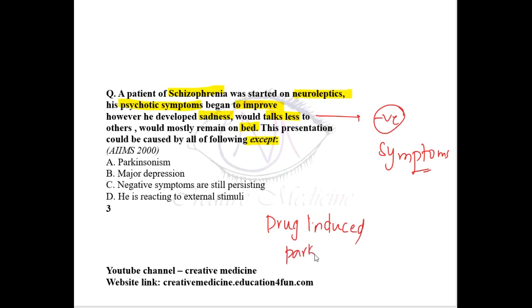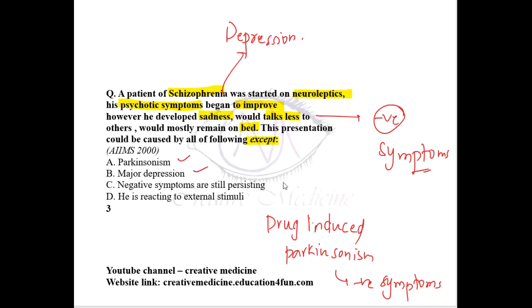If the patient develops drug-induced Parkinsonism, even here the patient might suffer from negative symptoms. Number 2, these symptoms, that is sadness, talking less, might look like the symptoms of depression. So here, these negative symptoms can be due to drug-induced Parkinsonism, major depression, or negative symptoms still persisting. He is acting to external stimulus is false.